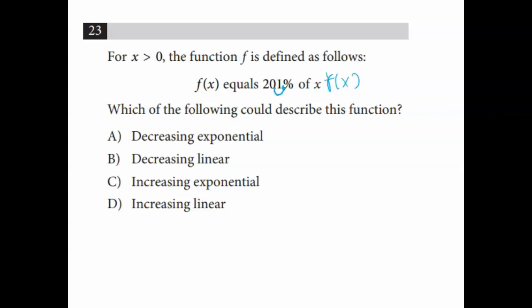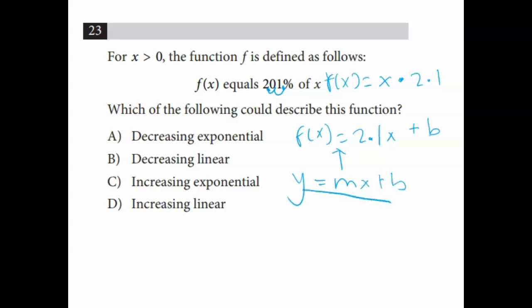So this would actually be, move the decimal over two spaces. It would equal x times 2.01. So the equation would be f(x) equals 2.01x. And then you can just imagine plus b, because if you look at this, it's a y equals mx plus b equation. That is a linear equation. And so looking at this linear equation, I can immediately tell it's not decreasing, so it's an increasing equation. So A and B are out.